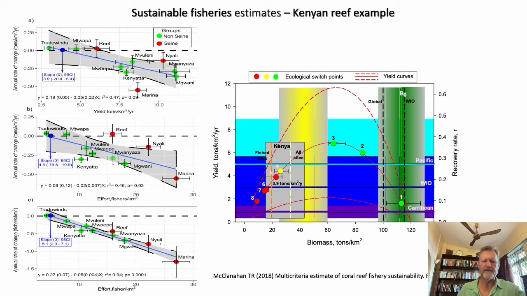And so what this tells us is that the fish catch in this system behaves very similar to the model, because the stocks are about half of what maximum sustained yield stocks would be, or about 50 tons per square kilometer, your yields are reduced to less than 4 tons per square kilometer.